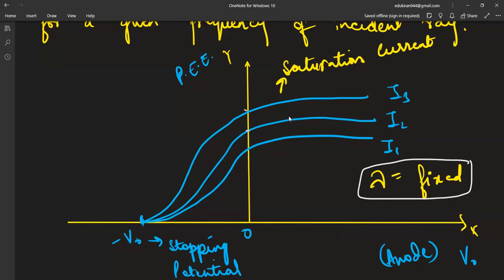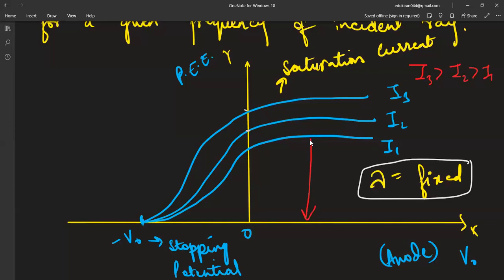Then it increased slightly, then reached a value. Again, it reached a value. Then the potential's value was observed through the voltmeter. It was the same potential, the negative potential that was observed in the first case. Again, intensity was increased further. This means I3 is greater than I2, which is greater than I1. This was the order. So now what is happening? Again, you will see a value of current.